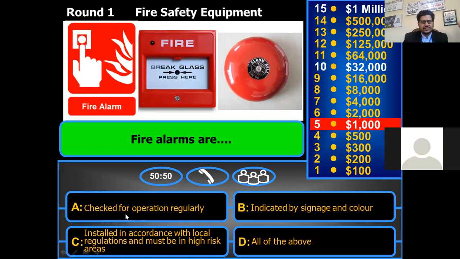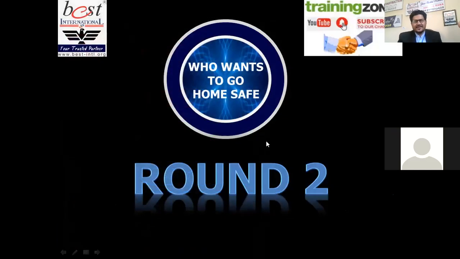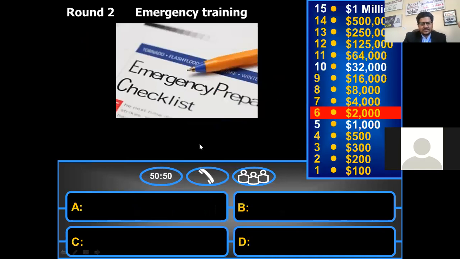Fire alarms are checked for operation regularly, indicated by signage and color, installed in accordance with the local regulations, and must be in high-risk areas, all of the above. Okay, so you'll go with D. Correct, mashallah. Excellent. Great, guys. Now we are moving to round 2, and I'm expecting the same, because I told you, you have sufficient knowledge, mashallah.